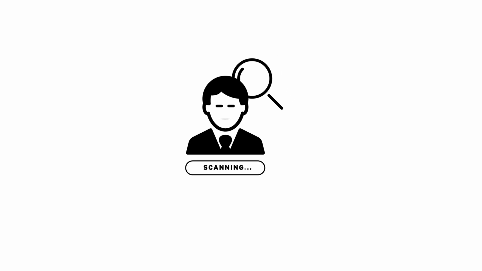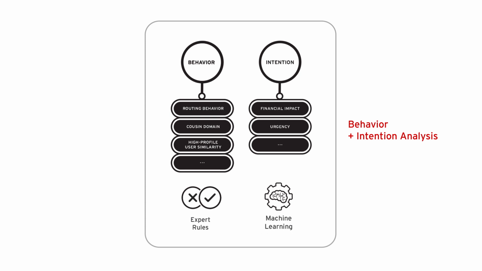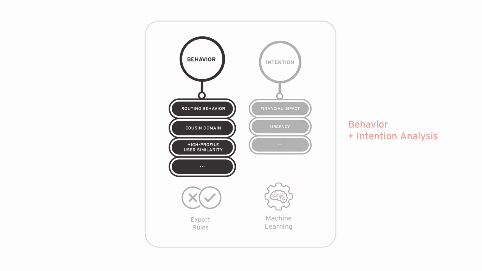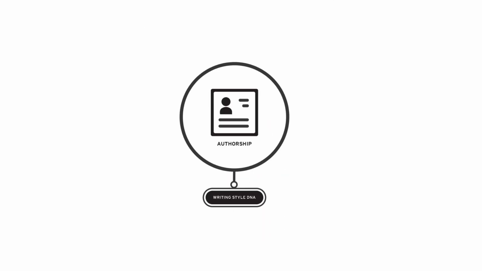After sender reputation and authentication checks, an expert rule system combined with machine learning examines the email header to look for attacker behaviors. It also examines the content of the email to derive the intention of the email. Writing style DNA goes further by determining the authorship of the email.